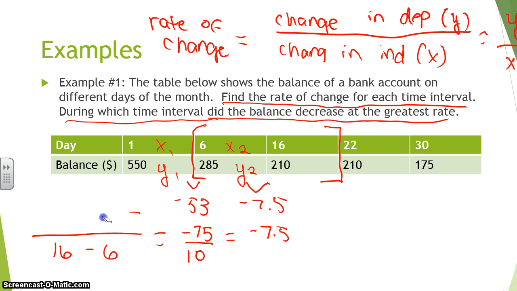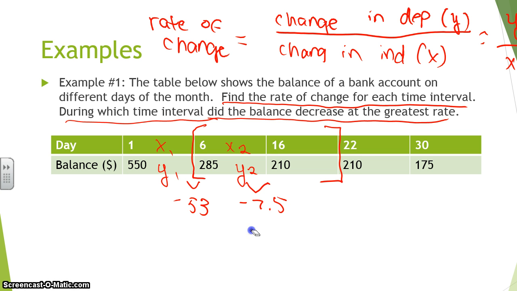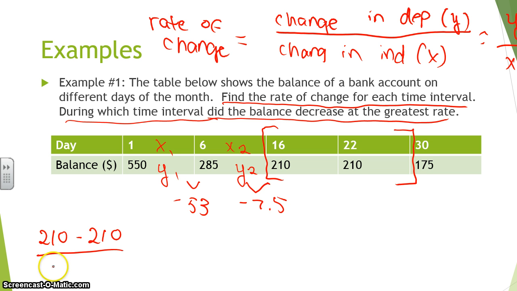Let's look at the next interval we have. The next interval would be 16 and 210, 22 and 210. So I would do 210 minus 210 over 22 minus 16. I would have 0 over negative 14, which simplifies to be 0. So the rate of change between these two intervals is 0.